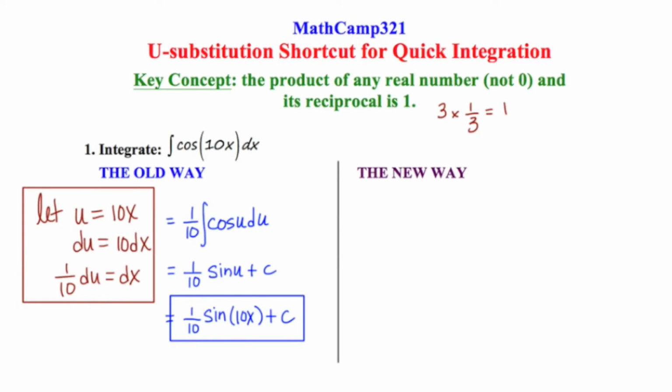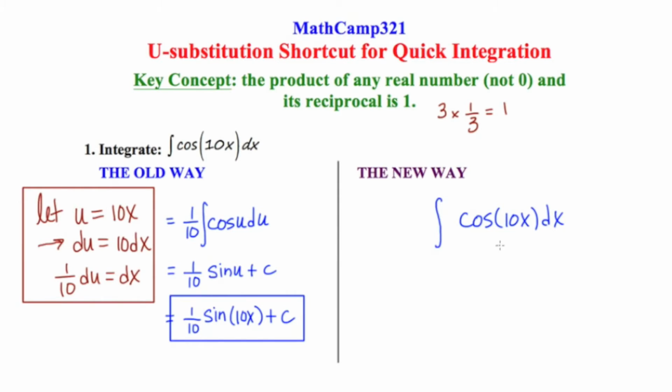Okay, so I've just done problem number one the old way using u-substitution, and now I'm going to do it the new way, and I'm going to start by just rewriting the problem over again. Now when you're doing this integration shortcut, you're imagining what u would be, and you're doing that little differentiation with respect to x as we had done in this step, but you're doing it in your head.